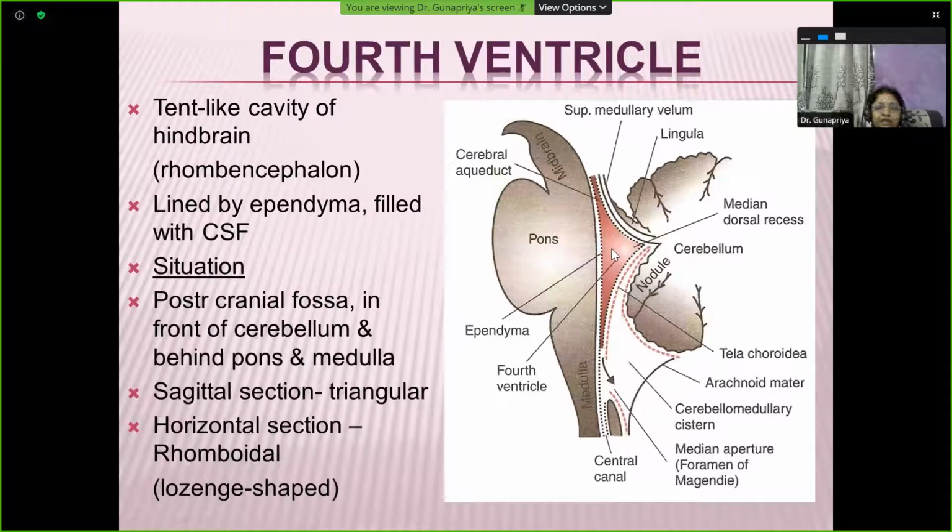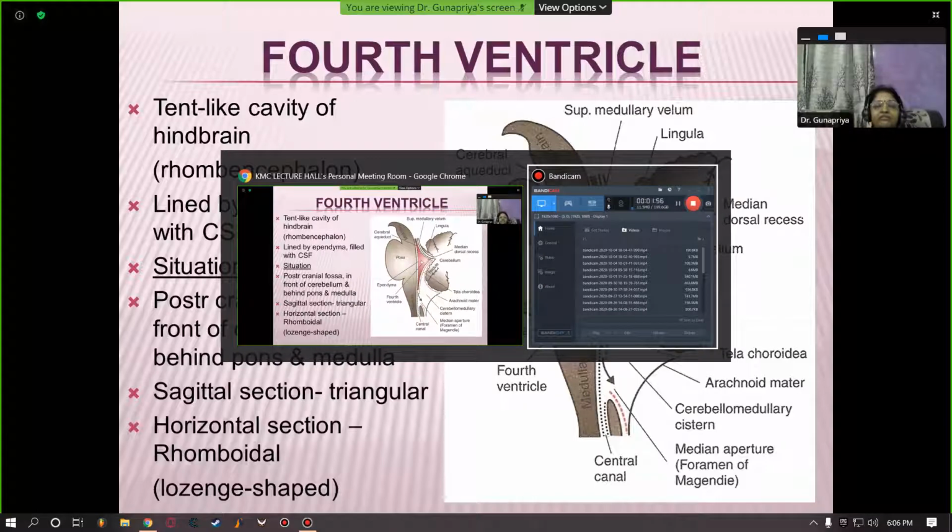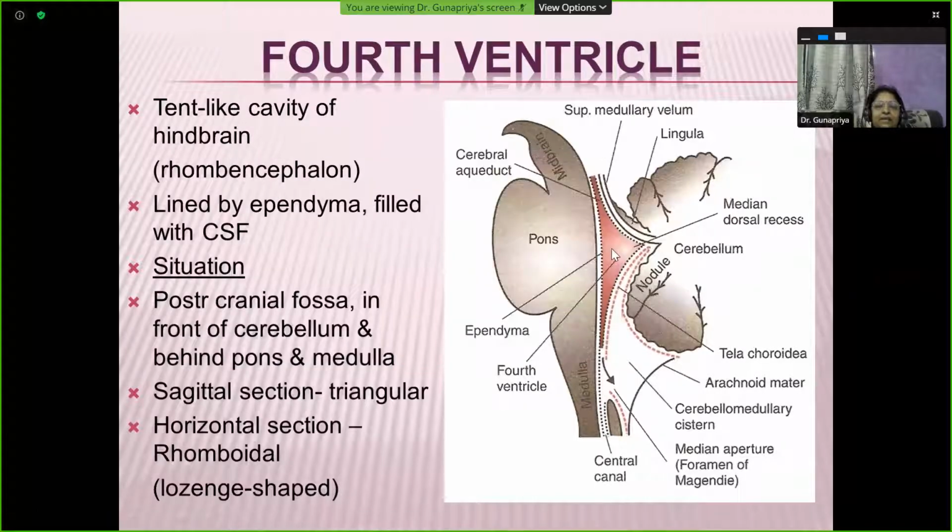So the fourth ventricle is a tent-like cavity of hindbrain. The hindbrain is the one consisting of the rhombencephalon: your pons, medulla, and cerebellum. All these will be parts of your hindbrain or rhombencephalon. The cavity of rhombencephalon or hindbrain is fourth ventricle.